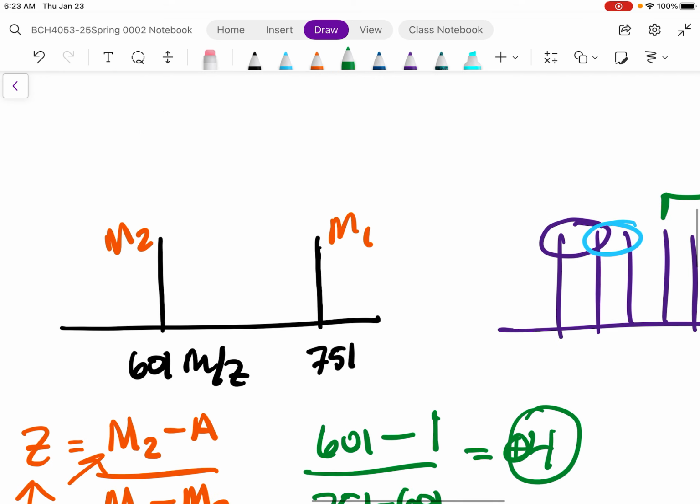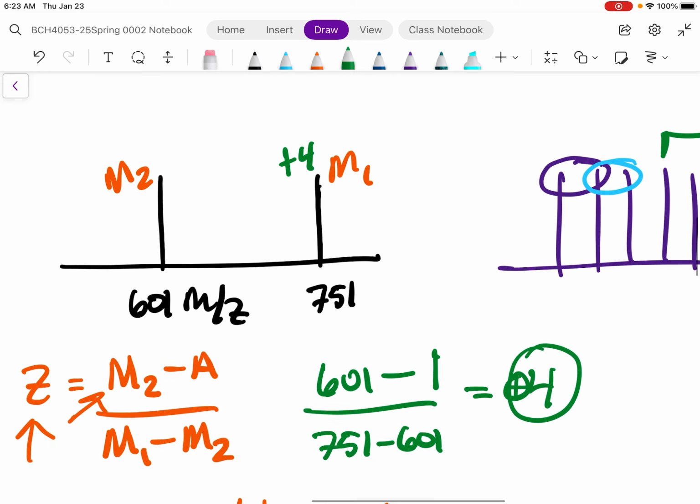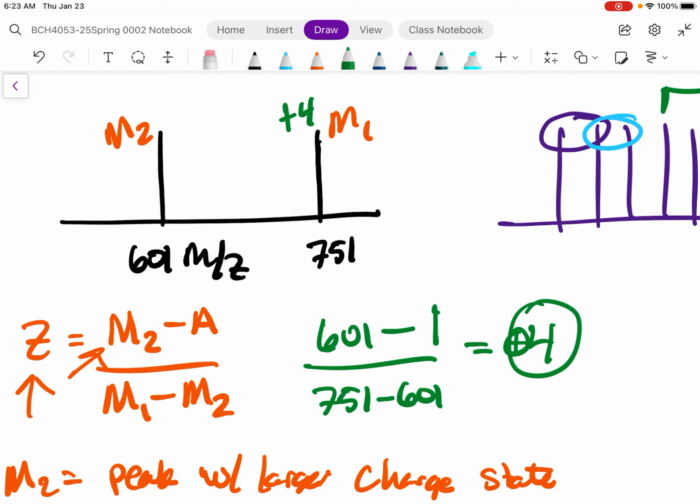Now, where do we assign that plus 4? That's a big question. Is it M2 or M1? And it is that guy. Okay, it's the one furthest to the right when you're comparing two peaks, when you do this calculation right here.